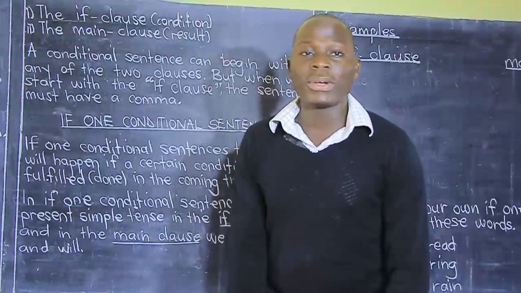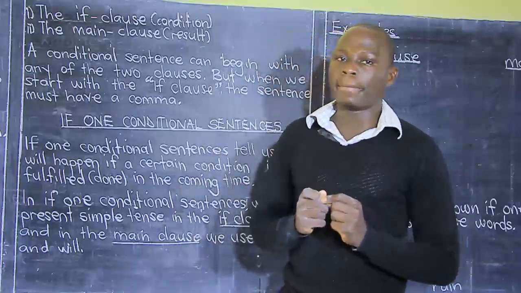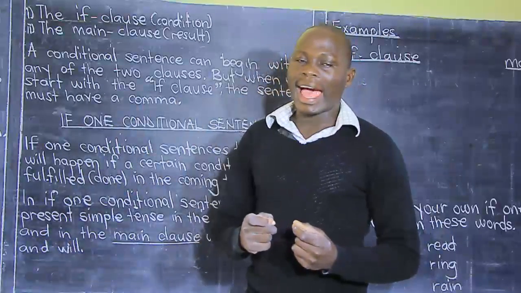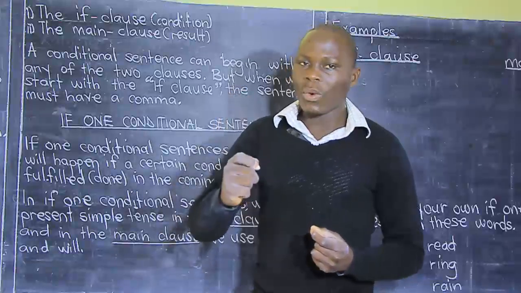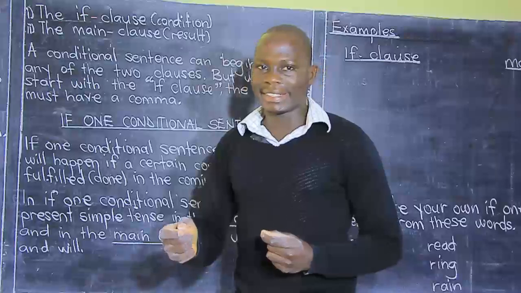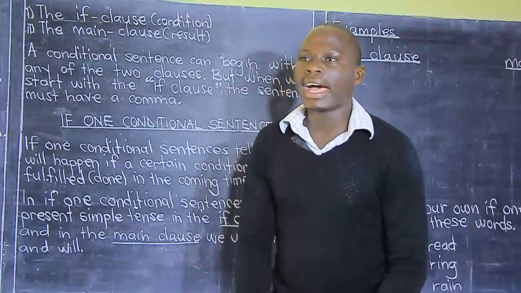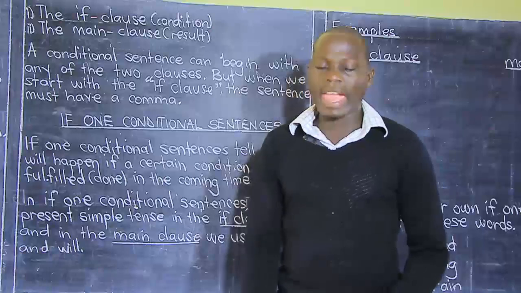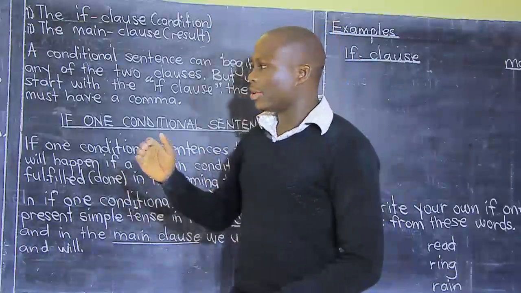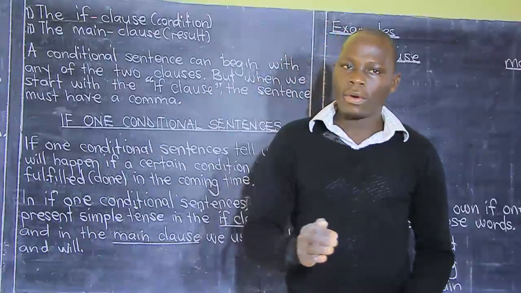I hope we are moving on together, okay? I'm going to repeat this. In if one, in the two clauses, the two parts, under the if clause, we use present simple tense. And in the main clause, we use the future simple tense, where we basically use these two helping verbs, shall and will.